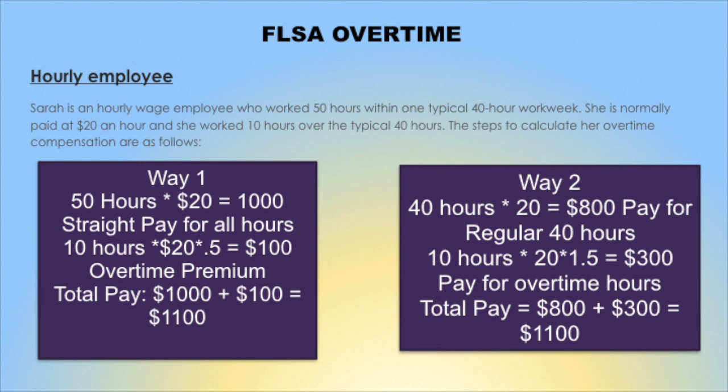Sarah is an hourly wage employee who worked 50 hours within one typical 40-hour work week. She is normally paid $20 an hour and she worked 10 hours of overtime. So let's look at way 1.